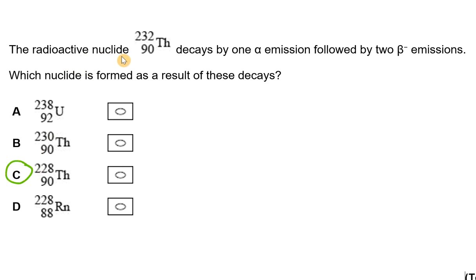So, a radioactive nuclide, it's thorium-90 there, decays by 1 alpha emission followed by 2 beta minus emissions. Which nuclide is formed as a result of these decays? So let's have a look.